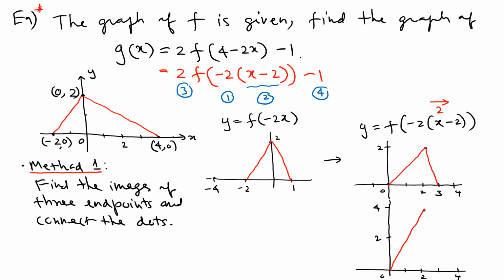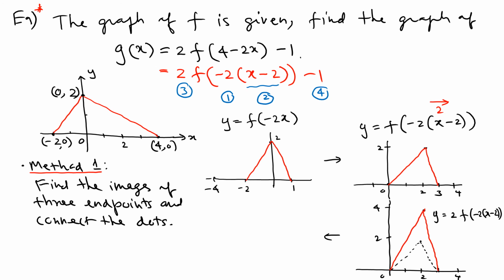It doesn't look like a line. Good. Okay, so that's what happened, and that's the whole graph. The old graph was here. So that's scaling by 2 times. And then the last step. So what is this graph? This is y equals 2 times f of negative 2x minus 2.